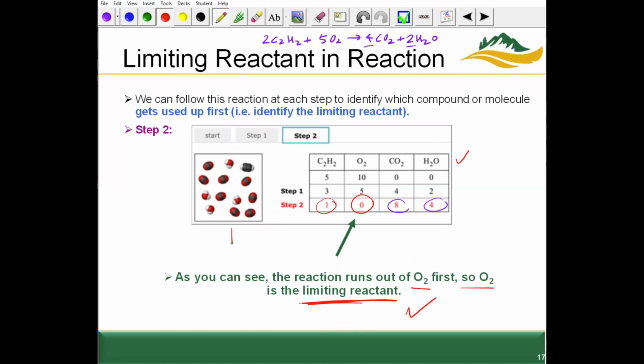You could also possibly look at this final answer, this final step, and see, are there any O2 remaining? Are there any C2H2 remaining? There is one C2H2, but I don't see any oxygen here. So again, you could look at this visually or go through it step by step and really be sure in identifying which one is our limiting reactant.